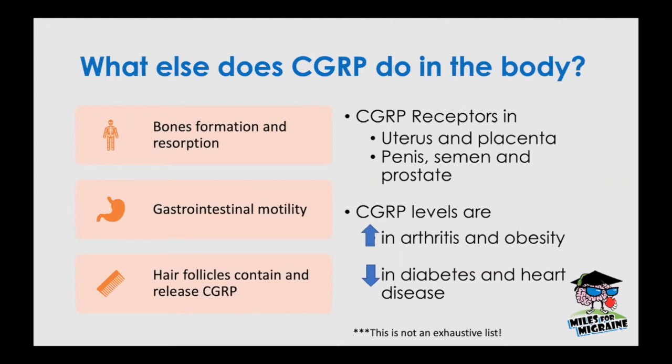CGRP receptors are found in uterus, the placenta, penis, semen, and prostate. CGRP levels are increased in certain inflammatory states like arthritis and obesity, even during a heart attack. But in chronic heart disease or in diabetes, they are decreased. And again, this is not an exhaustive list. This is just some of the highlights about what we know about CGRP.